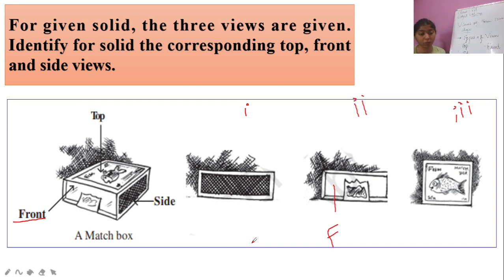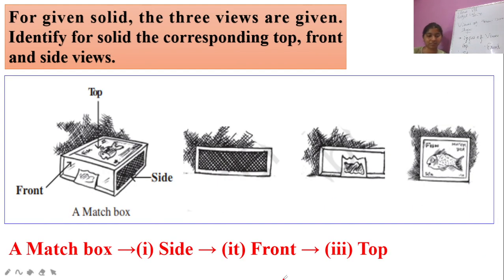Yes, for the top view, what do we have? Yes, from the top we can see a fish, so this is the top view. Okay, and this one, this side is the side view. Very good, students, as you already found the answers. So we have the answer: first is a side, second is a front, and third is a top.